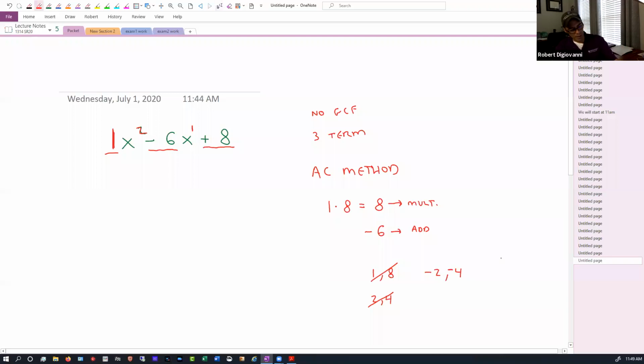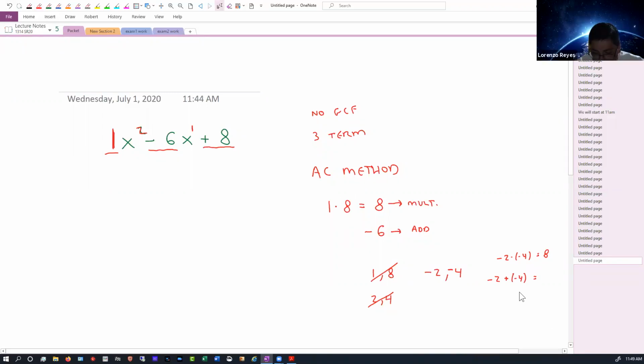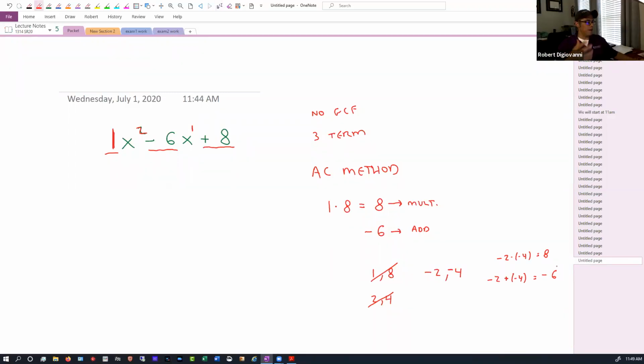So let's just check it. If I do negative 2 times negative 4, I should get 8. What about negative 2 plus negative 4? What if I add them up? What is that? Negative 6. And that's what I want, right? Yep. Okay. So this is a little bit of trial and error. You have to figure out what the 2 numbers are. I'm going to highlight them. Those are our numbers, okay? Now, what do you do with them?